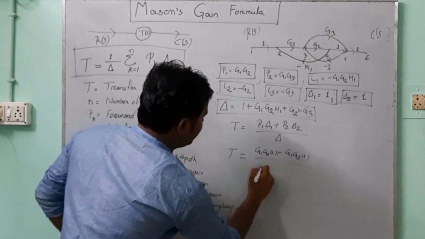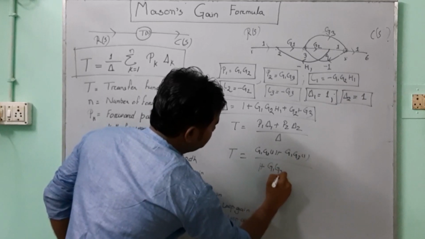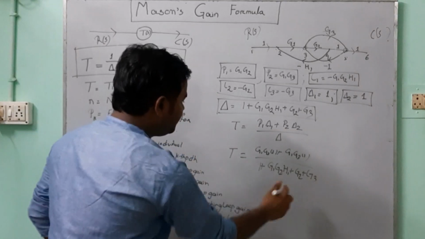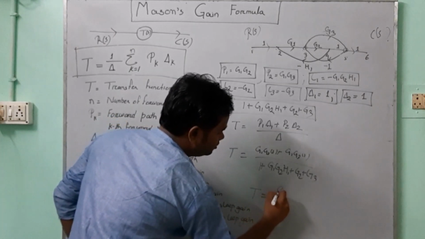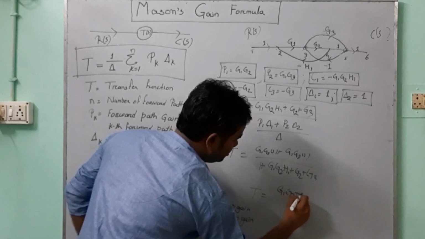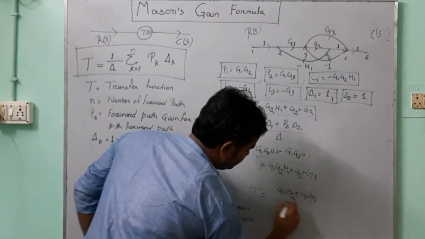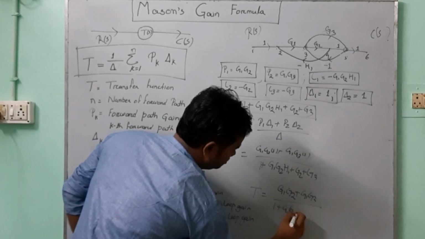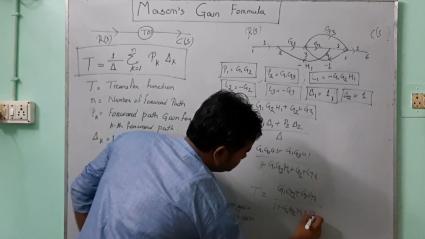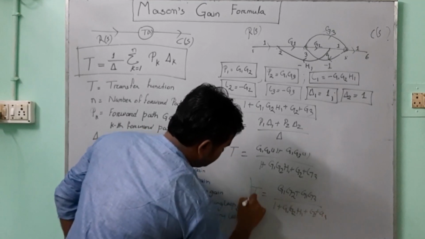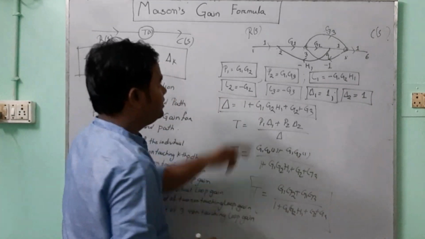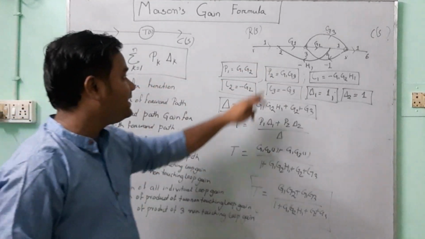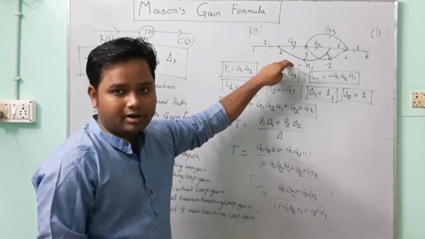Del is equal to 1 plus G1 G2 H1 plus G2 plus G3. That implies the value of transfer function is equal to G1 G2 plus G1 G3 divided by 1 plus G1 G2 H1 plus G2 plus G3. This is the transfer function equation for this model. By this formula, we can easily find out the transfer function of this model.